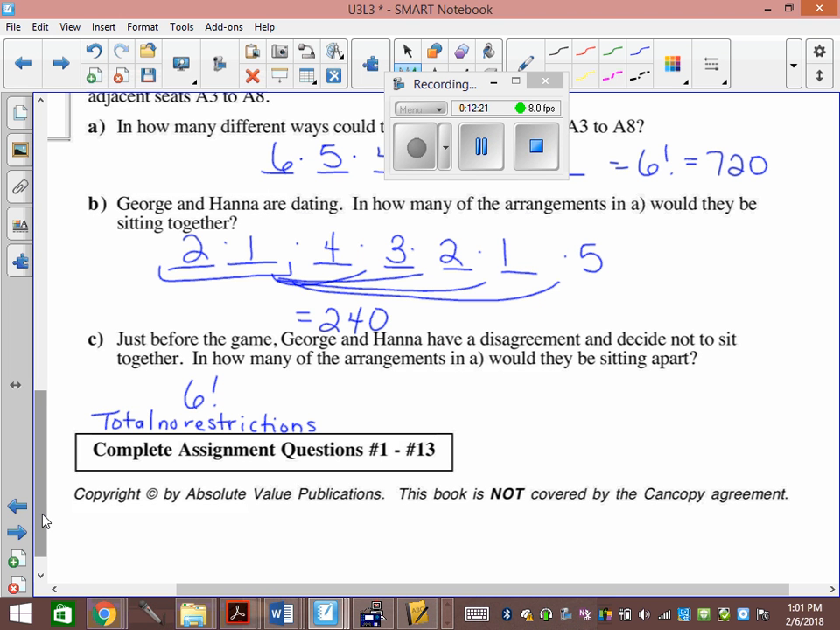Okay? So how can we sit them together? Boom. This is how many ways we can sit them together, right? So 240. So it's going to be 720 minus 240. What is that?